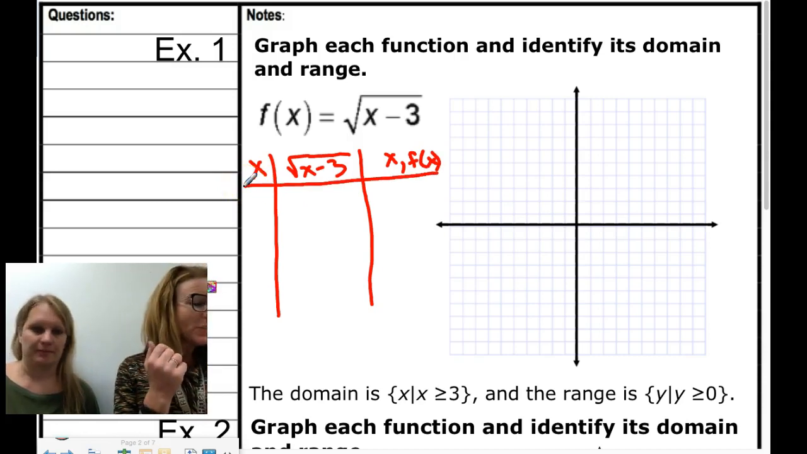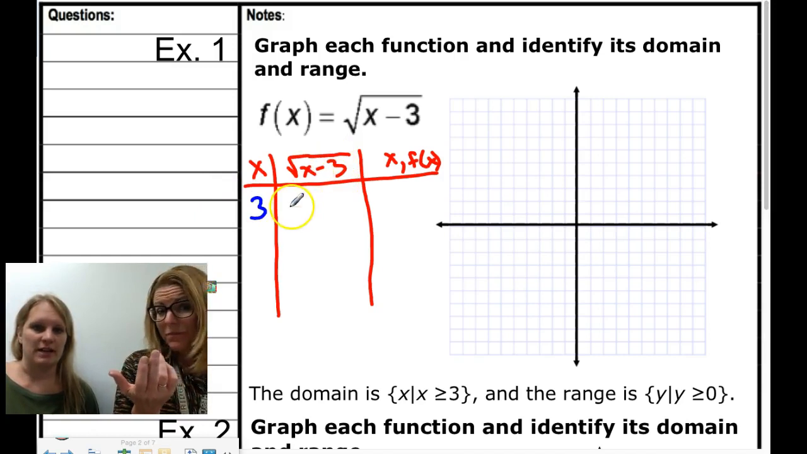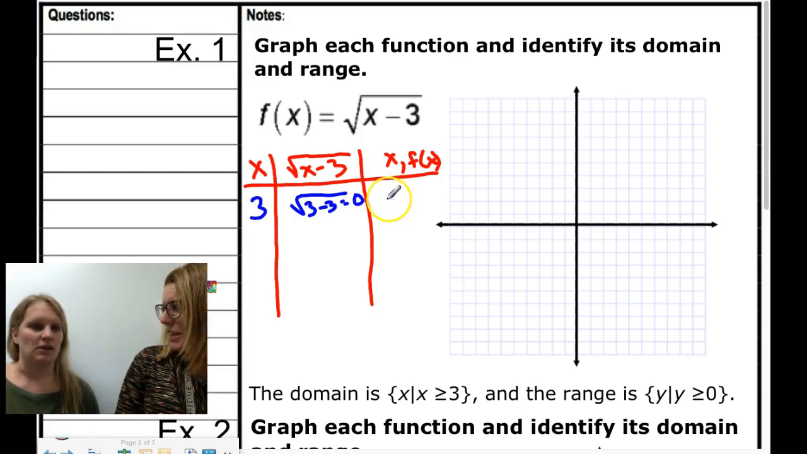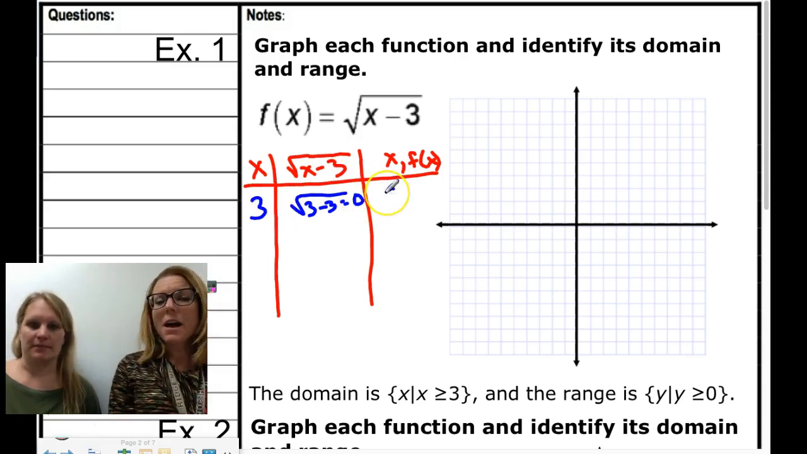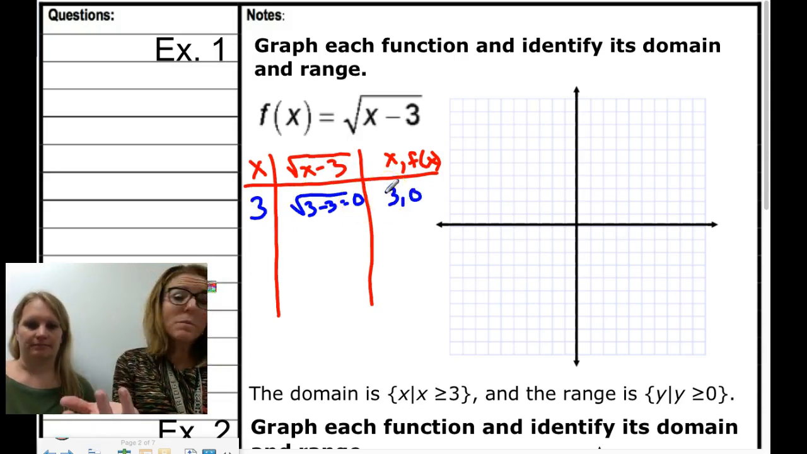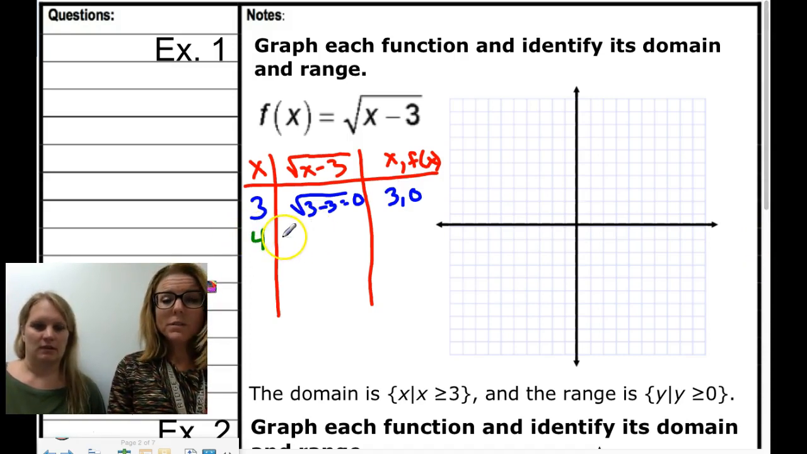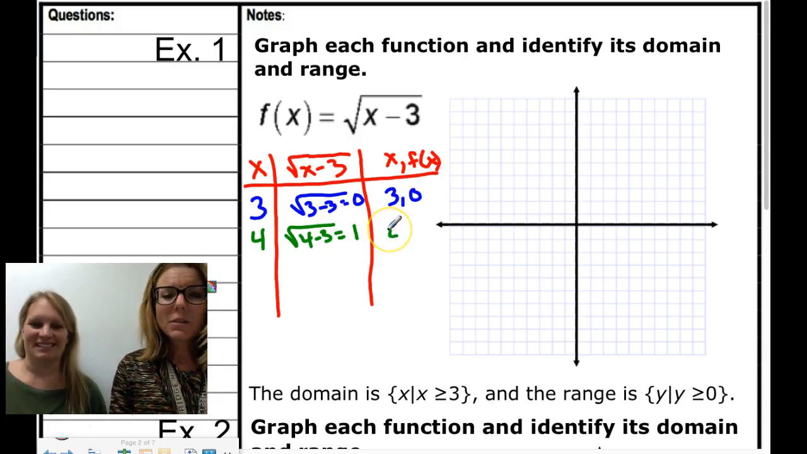I started at 3, and the reason is that if we plug 3 in, square root of 3 minus 3 is 0. You can't plug in anything less than 3, because then you get a negative under a radical. So your point's going to be 3, 0. Now let's go up to 4. If you plug in 4, square root of 4 minus 3 is square root of 1, which is 1. So the point is 4, 1.